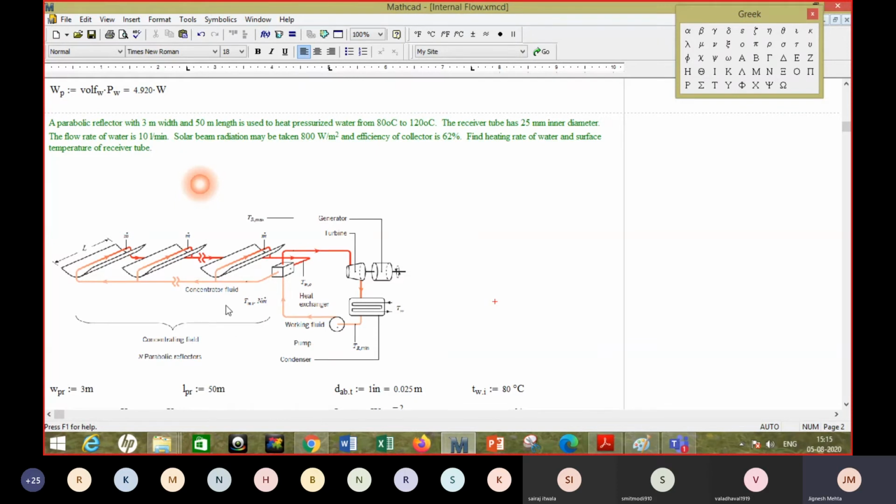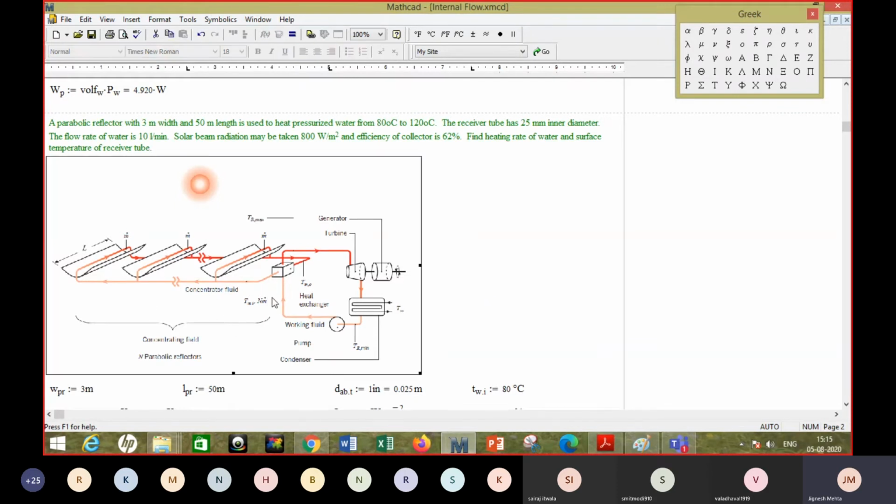So what is the case being discussed here? The other things given here are of less importance. In a way, you are heating up the water, and you can produce steam from that, and you may run a turbine with the help of that, and generate electrical power. But the other things are of less interest to us. Our interest is mainly in this receiver tube.